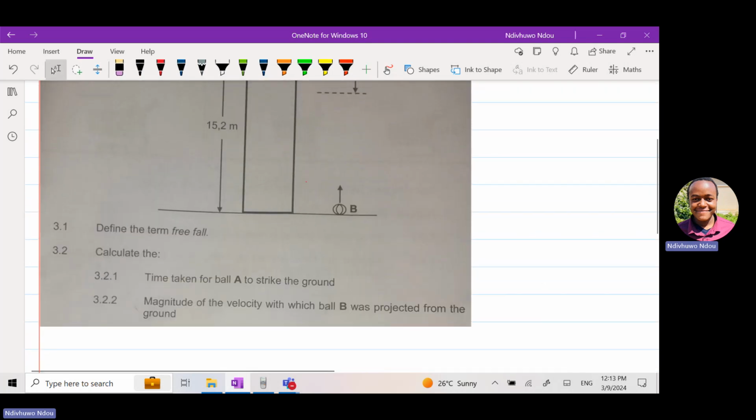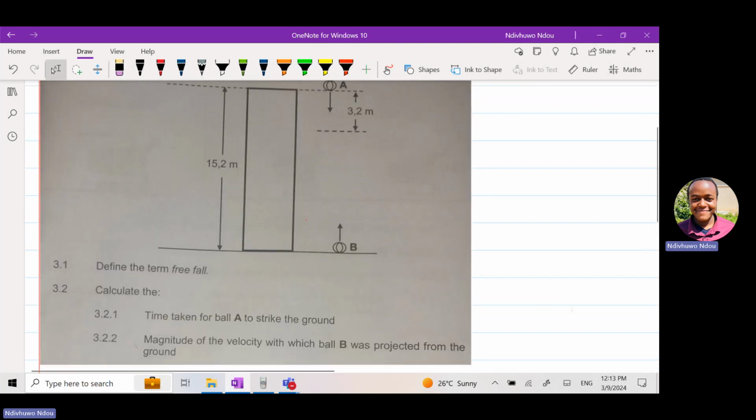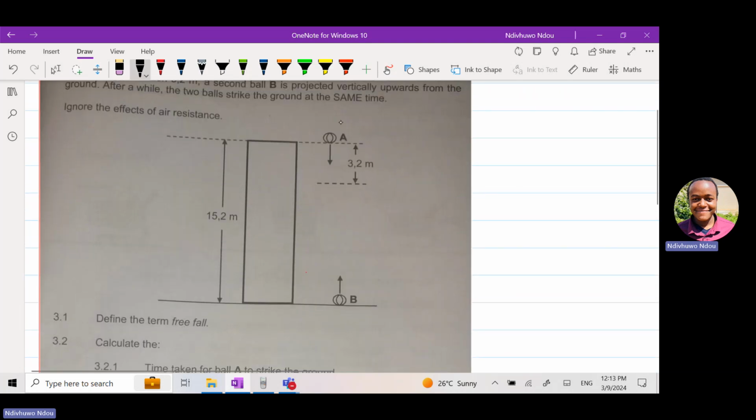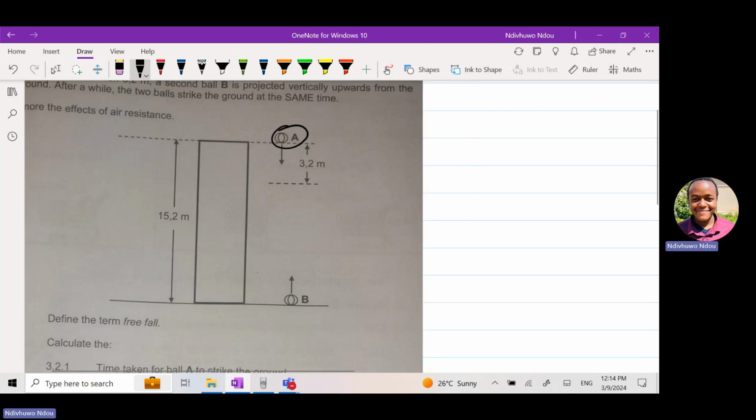3.2. Calculate the time taken for ball A to strike the ground. Remember, you are dropping ball A from a height of 15.2 meters. We want to know how long it will take for this ball A to strike the ground. So the first question, 3.2.1, is fairly easy, right?